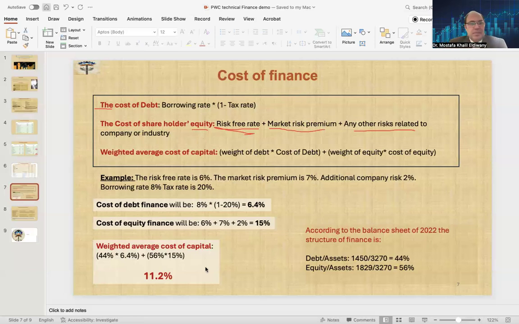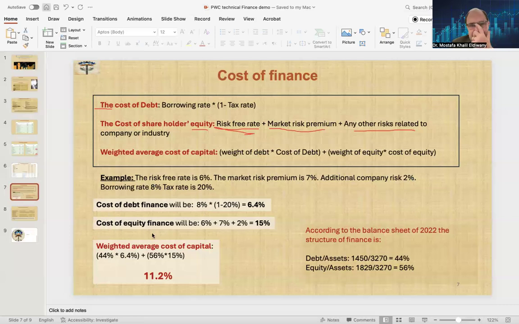So let's assume that the risk-free rate is 6%, the market risk premium is 7%. Of course, the higher the risk in doing business in the market, the higher the rate you want on your money. Any other company risk you take into consideration. Borrowing rate is 8%, tax rate is 20%. So what is the cost of debt finance? It will be the borrowing rate, the prevailing rate in the banks, 8% times 1 minus the tax rate, which equals 6.4%.